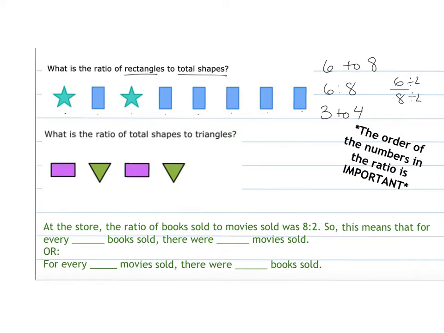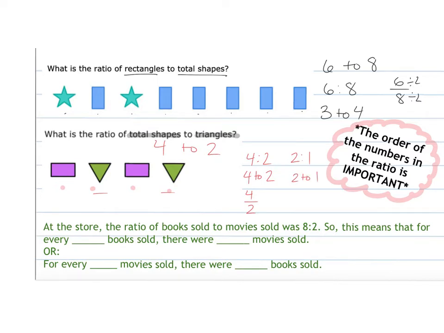What is the ratio of total shapes to triangles now? So kind of a little bit backwards. And it's important to know that the order of the numbers in the ratio matters. So how it's read is how you write it. So we're comparing total, first of all. So we have 1, 2, 3, 4 total shapes to how many triangles, and that's 2 of them. So I can write that as 4 to 2, 4:2, or 4 over 2. Again, all of these could simplify then to 2 to 1, 2:1, or 2 compared to 1. So for every 2 shapes, there's 1 triangle.